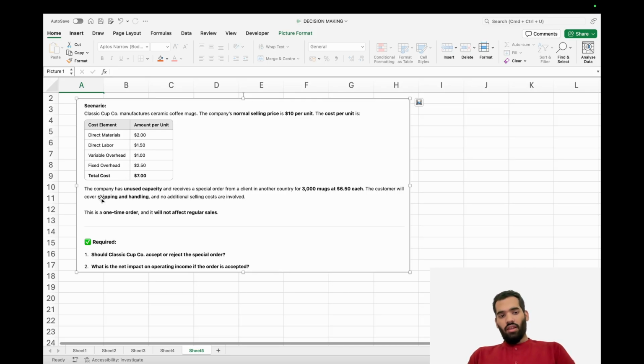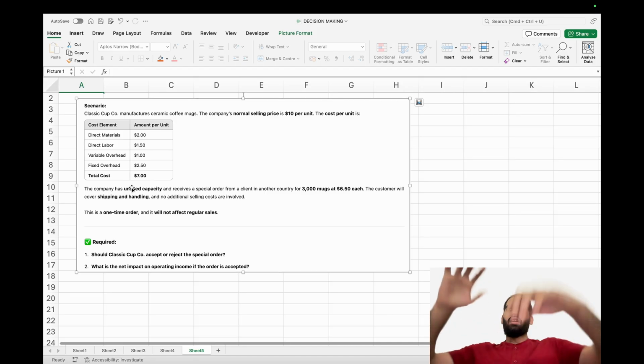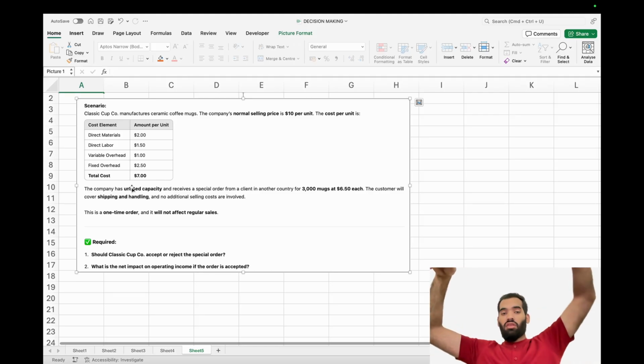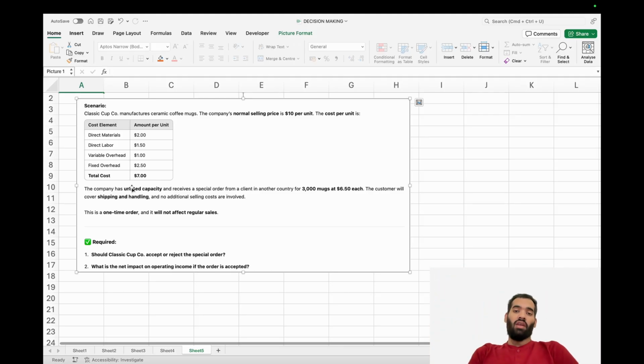Then they're saying the company has unused capacity. Unused capacity is like when you rent out a huge space, but you're only using a part of the space. That means the rest of the space that is free is your unused capacity. It means I can do the work on that space without having to rent another building. So here they're saying the company has unused capacity and receives a special order from a client in another country for 3,000 coffee mugs at $6.5 each. The customer will cover shipping and handling, and no additional selling costs are involved.